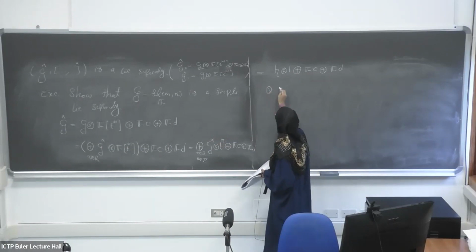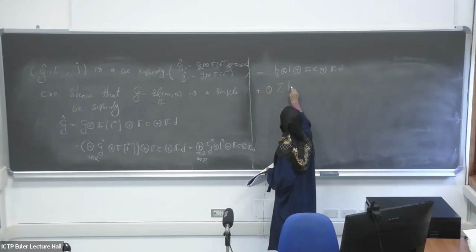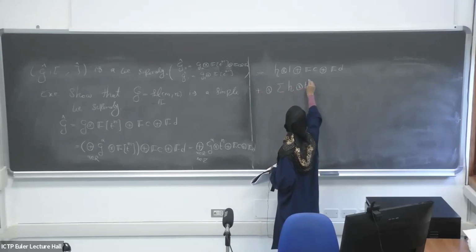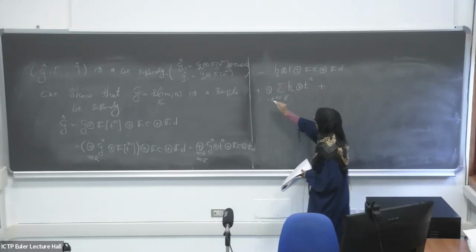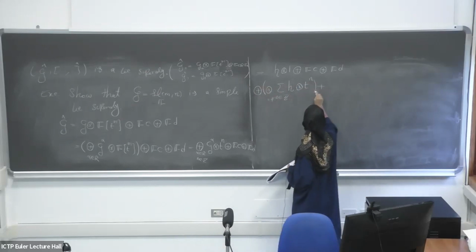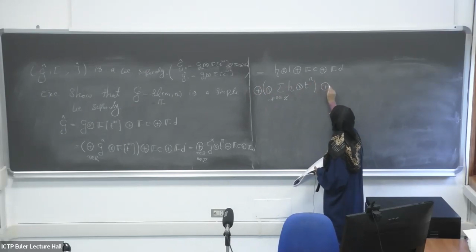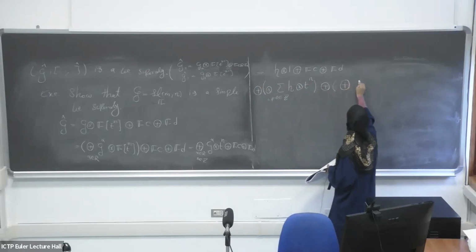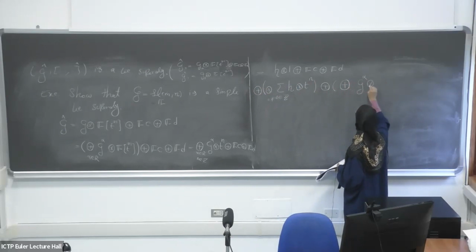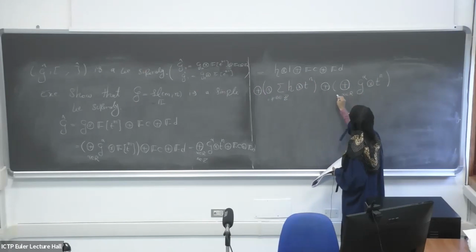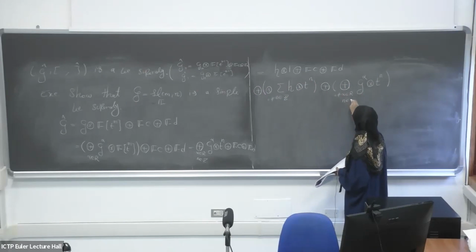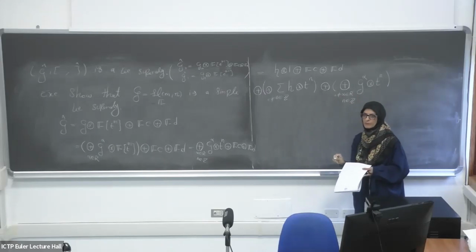We have a direct sum of H tensor Tn, and we have a direct sum of G alpha tensor Tn, where alpha belongs to R but not 0, and n belongs to Z. Right?